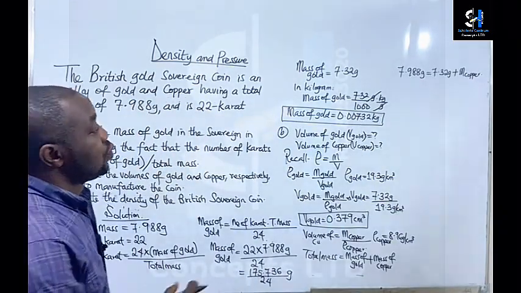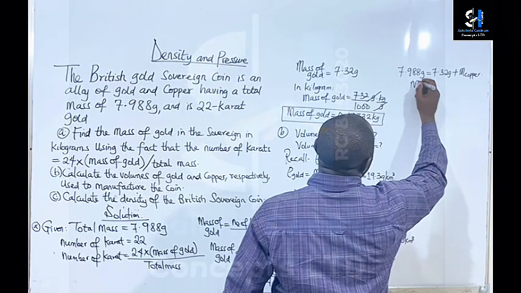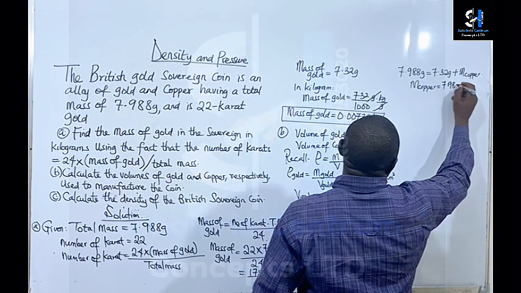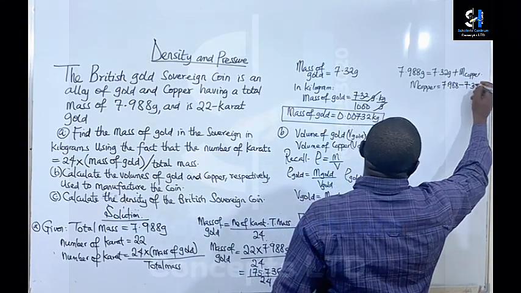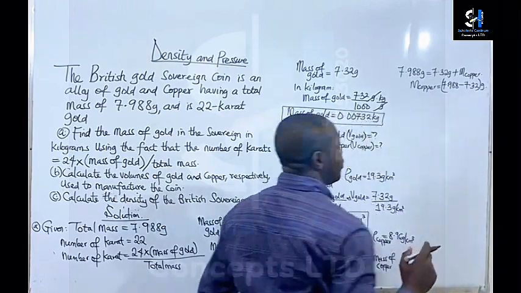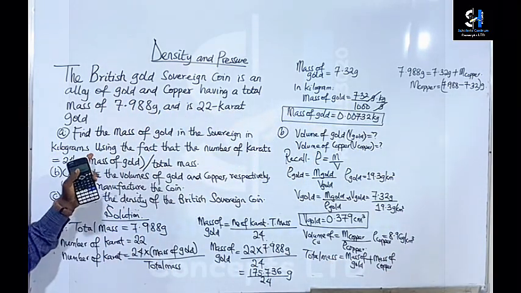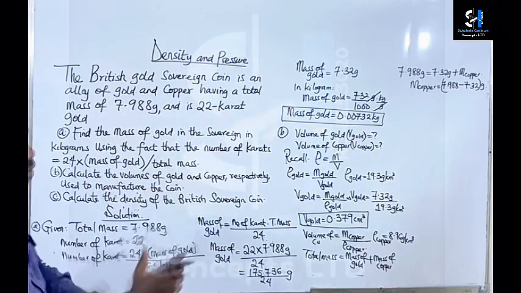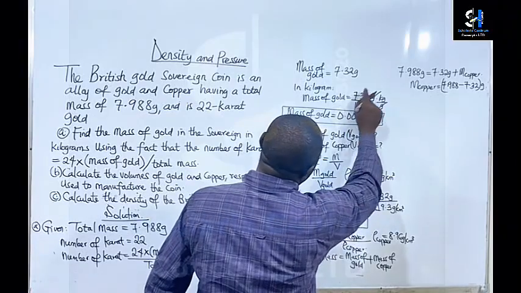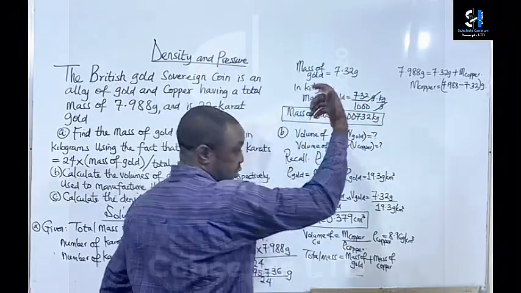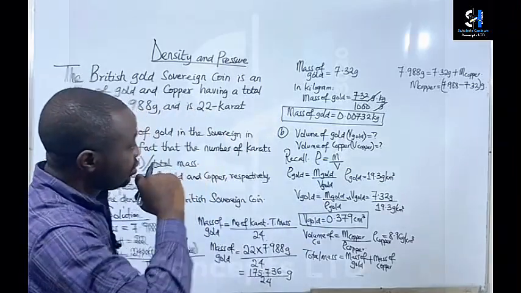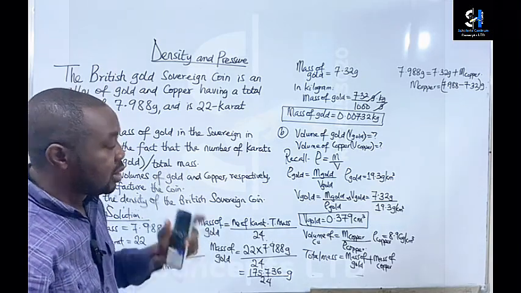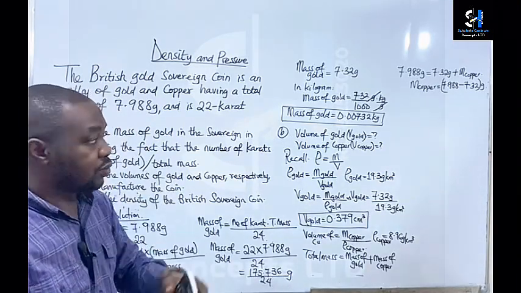Mass of copper. So with this info now, we can make the mass of copper the subject of the formula. So this will be 7.988 minus 7.32. The unit will be what? Grams. Remember, the first question is that we should find the mass of gold in the sovereign in kilograms. That's why when we calculated the mass of gold in grams, it is 7.32. But in kilograms, we have to divide the mass by 1,000 to get the mass of gold in kilograms.